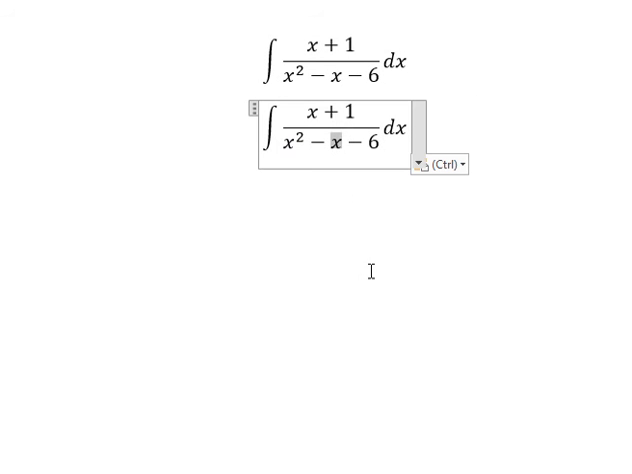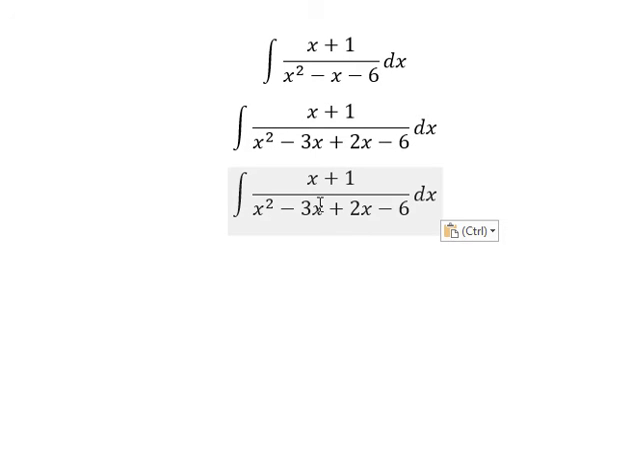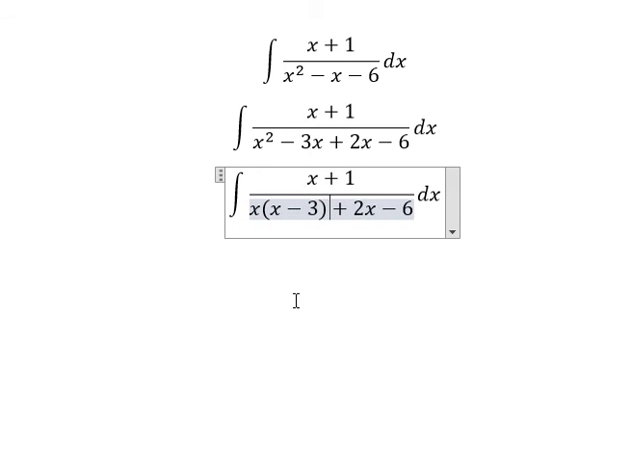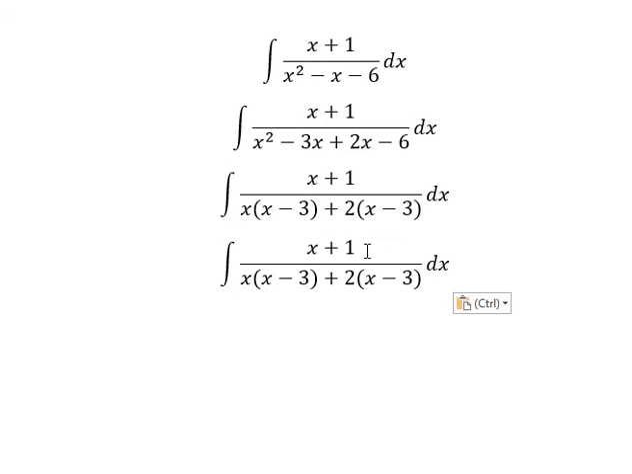About negative x, we can put it into negative 3x plus 2x. Next, we can do factorization by x. This one by number 2. Next, x minus number 3 and x minus number 3, we can do factorization.